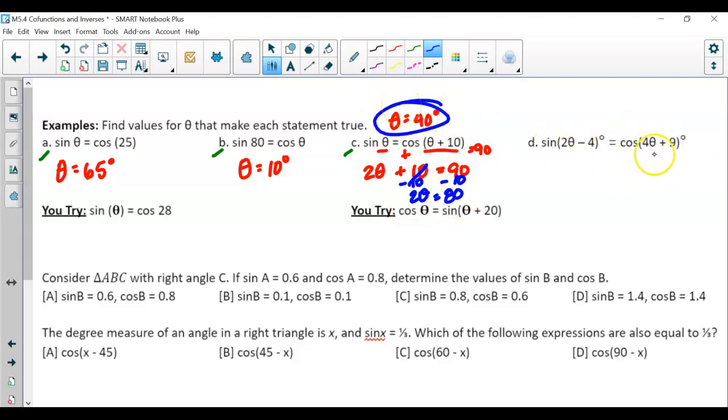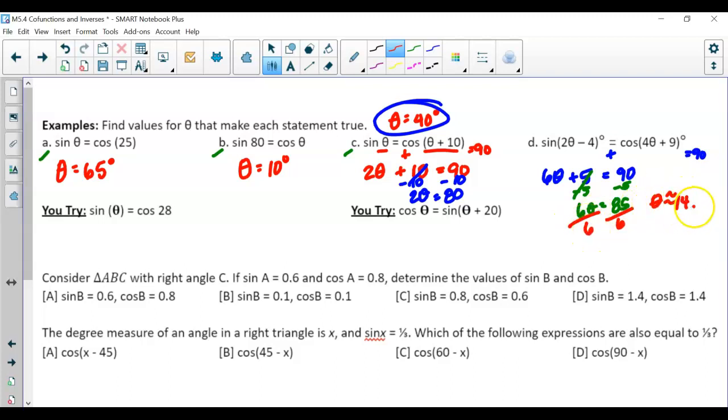So using the same concept here, these two cofunctions add up to equal 90 degrees. So again, 6 theta plus 5 is equal to 90. And now you're just solving a two-step. Here we would subtract 5, and you've got 6 theta is equal to 85. Then here, divide by 6, and you get that theta is approximately 14.16 repeating. So again, go ahead and pause the video and try these two on your own.